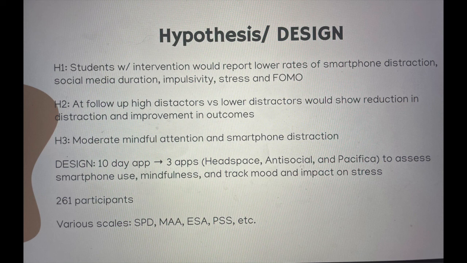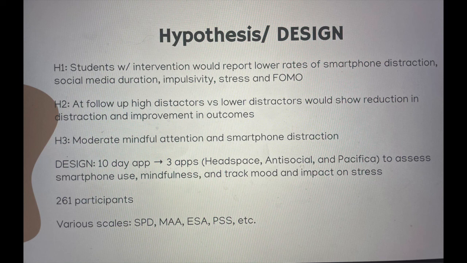So the first one is students with intervention would report lower rates of smartphone distraction, social media duration, impulsivity, stress, and fear of missing out. The second is that high distractors versus low distractors would show reduction in distraction and improvement in outcomes. And the third would be moderate and mindful attention and smartphone distraction would increase, to see if the apps would work or not. So the design is that for 10 days there would be 3 apps, Antisocial, Headspace, and Pacifica, that would basically assess the smartphone use, mindfulness, and track mood and the impact of stress.